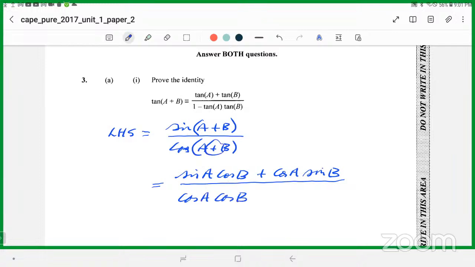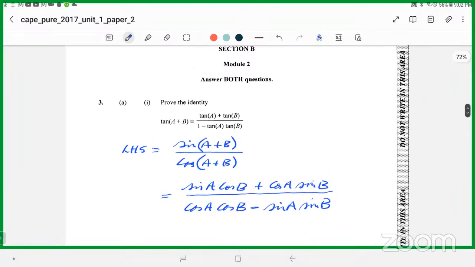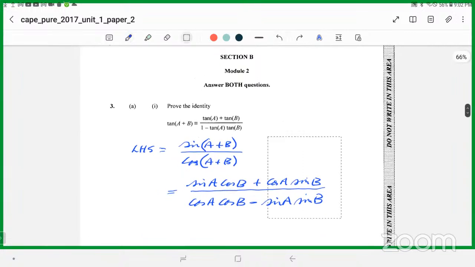And this is a plus, you get a minus in between for the expansion of cos. Minus sine A sine B. Then once you reach it, you have to be smart. I see a 1 right here, so to get a 1 in this position, I have to divide by cos A cos B. So what I do is divide the numerator and the denominator by cos A cos B. That's all I need to do.